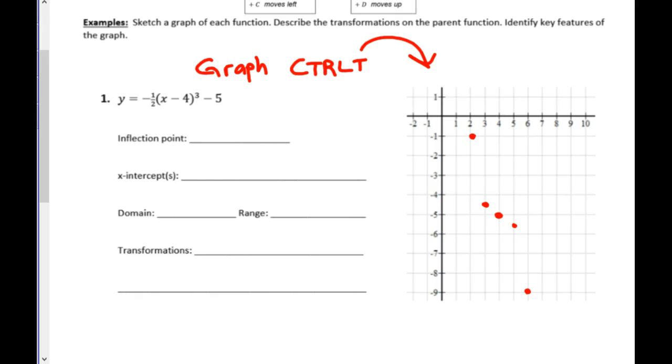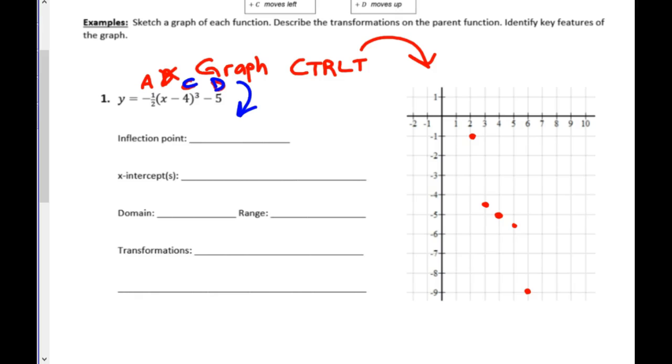Everyone look right here. Inflection point is C and D. Now, let's label A, B, C, and D. Is there an A here? Yeah, A is -1/2. Is there a B here? No. There's no second set of parentheses, so no B. But there is a C and a D. Now, C and D are the ones that are going to give you your inflection point.